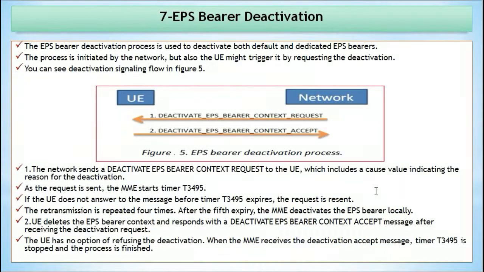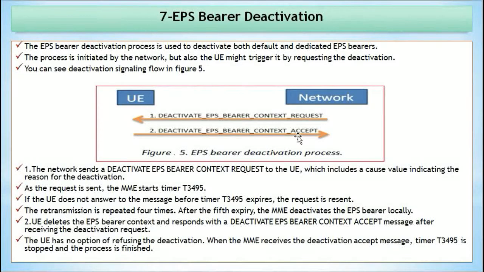How is an EPS bearer deactivated? Here you can see the EPS bearer deactivation process is used to deactivate both default and dedicated EPS bearers. The process is initiated by the network, but the UE might also trigger it by requesting the deactivation. In this process, the UE receives a deactivate EPS bearer context request message from the network, and then the UE sends a deactivate EPS bearer context accept message.